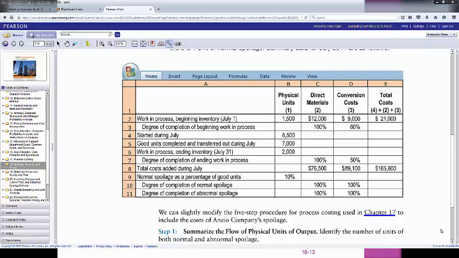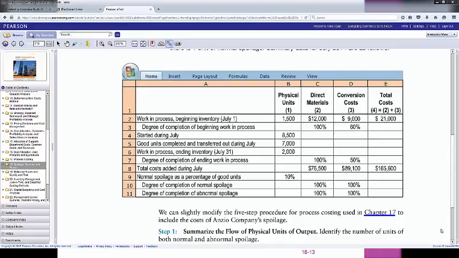During this current month, this month of July, we've started an additional 8,500 units. Our results for the month are that we had 7,000 good units completed and transferred out during the month of July. We also ended with 2,000 units left in work in process inventory.